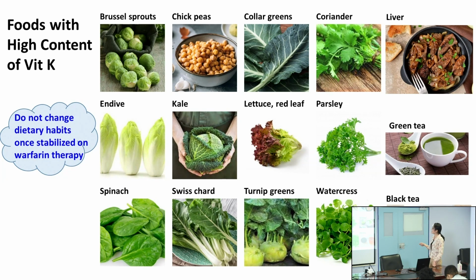And also lettuce, especially the one with some red leaves. And this one, I think, is also common. The real name is Swiss chard, but I remember that in some supermarkets, we also call it spinach. Yeah. And also tea and liver are rich in vitamin K. So those are the foods that you have to be aware of, and you have to educate the patient and let them know.